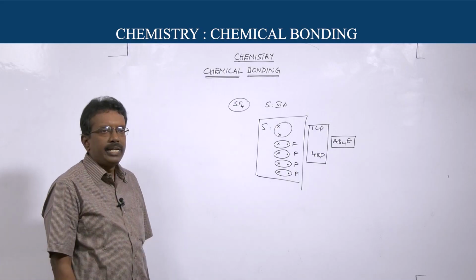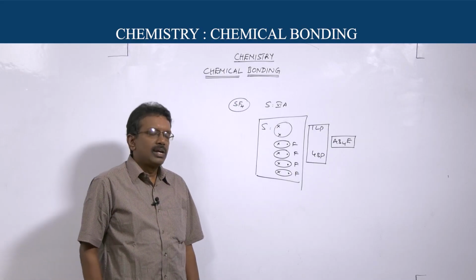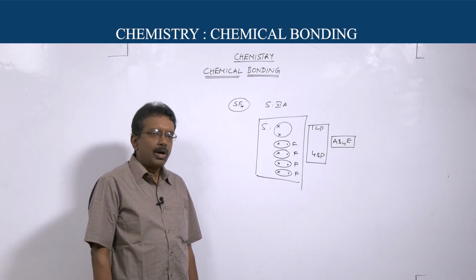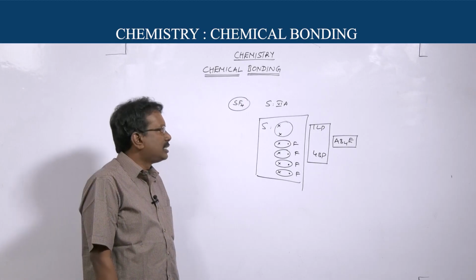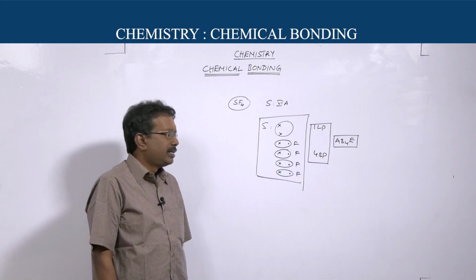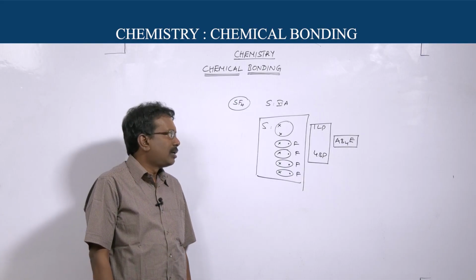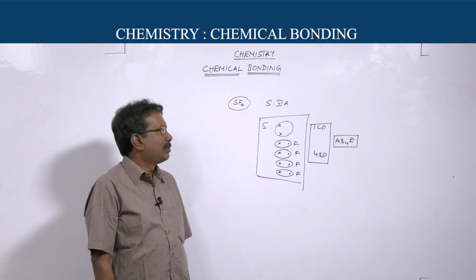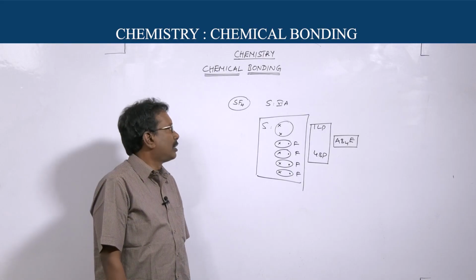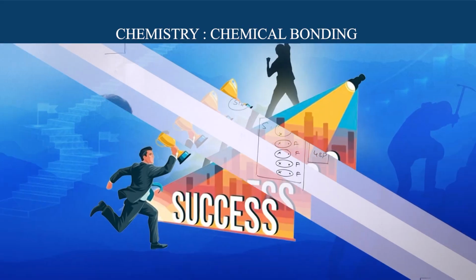If SF4 is AB4E type, then what is the structure of this molecule? The molecular shape of the molecule is a see-saw structure, also called a distorted tetrahedron, or also called a folded square, but popularly called see-saw. This is the molecular shape for SF4.